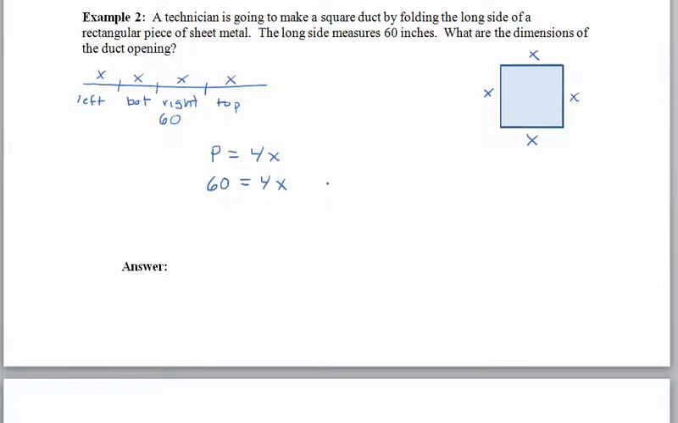And we learned how to solve this. The 4 and the x are being multiplied, so we will undo the multiplication by dividing both sides of the equation by 4. On the right-hand side of the equation, 4 divided by 4 gives us 1, leaves x all by itself. And on the left-hand side of the equation, 60 divided by 4 is 15. So for our answer, we know that the square measures 15 inches on each side.